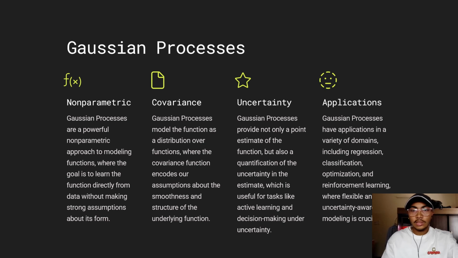Uncertainty. Gaussian processes provide not only a point estimate of the function, but also a quantification of the uncertainty in that estimate, which is useful for tasks like active learning and decision making under uncertainty. Application. Gaussian processes have applications in a variety of domains, including regression, classification, optimization, and reinforcement learning, where flexible and uncertainty-aware modeling is crucial.